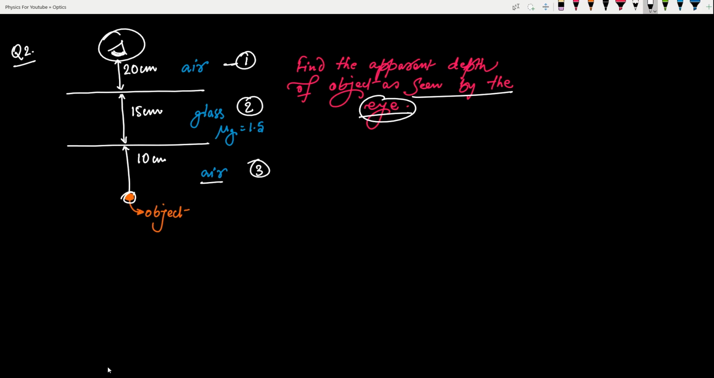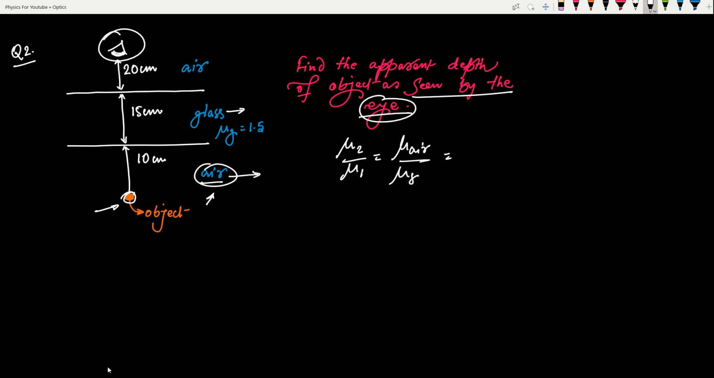Now understand one thing, the object is kept in air, and the object's apparent depth we need to find out. Therefore this medium will act as the second medium, that is this refractive index will be taken as mu2, and this refractive index will be taken as mu1. So mu2 by mu1, which is nothing but mu of air by mu of glass, is equal to real depth by apparent depth. Now real depth here is 10 centimeter, so 10 centimeter by apparent depth we need to find out.